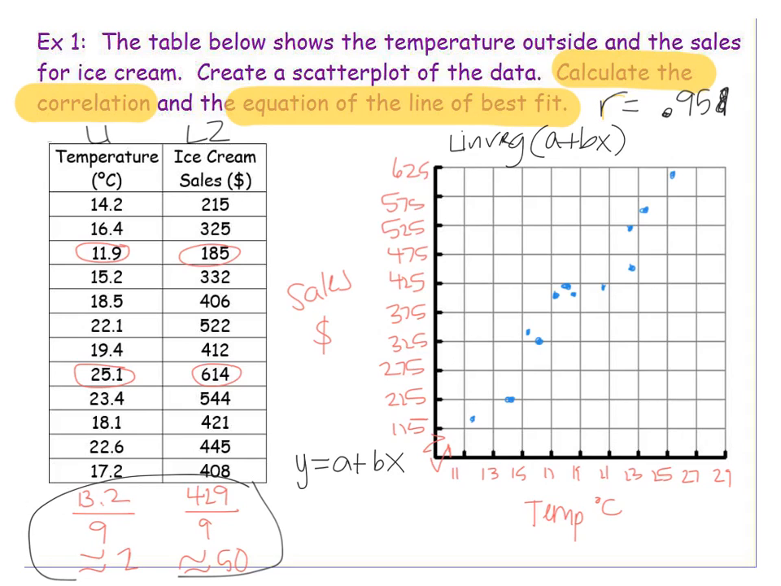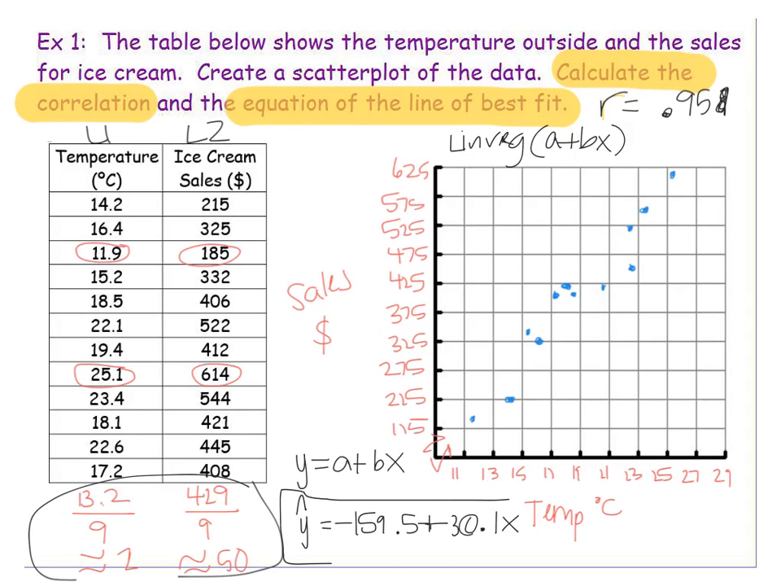So instead of y, because this is a model, I'm going to use y hat. Straight off of the calculator, the a value was negative 159.5. Yes, you can round if it is not pretty. Then the b value was a positive 30.1, and we follow that up with x.